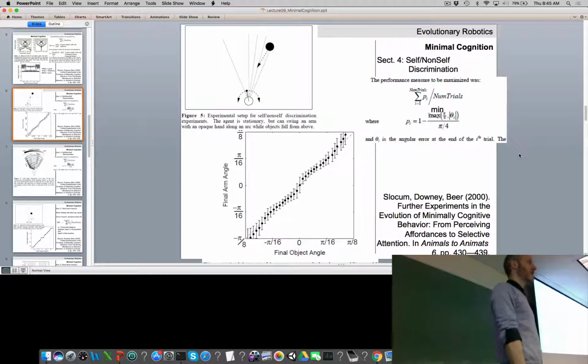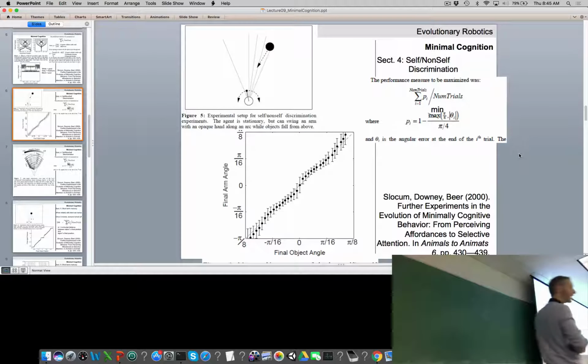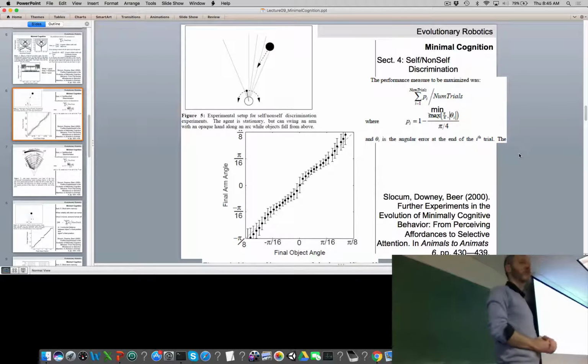Tell me about this fitness function. How does it select for this desired behavior? So the first part looks pretty familiar, right? We're going to evaluate each controller several times. We're going to evaluate it num trials times. We're going to take the average ability of the robot in each of those environments.